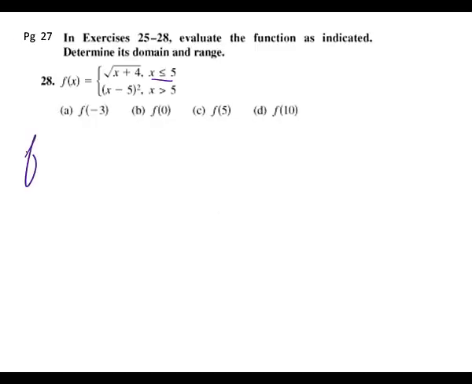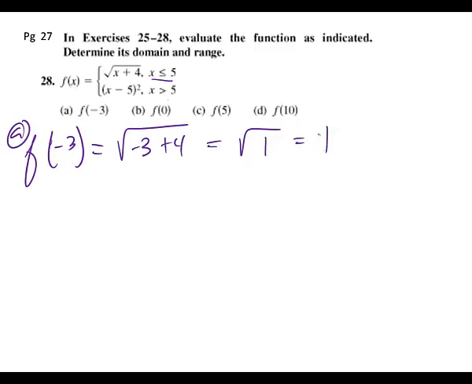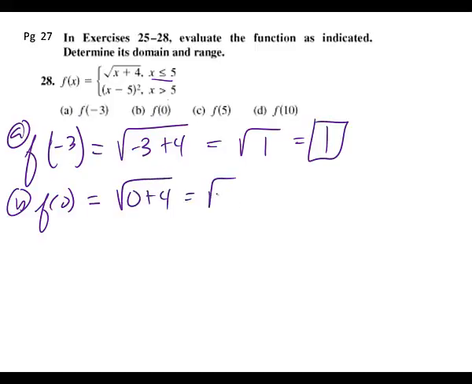Okay, so in A, I'm looking for f of -3. So do I go into the top branch or the bottom branch? Is -3 less than 5 or greater than 5? Less than 5, so we go into the top, so I'm plugging -3 in. So what's -3 plus 4? 1. Square root of 1 is? 1. All right. F of 0, top branch or bottom branch? Top branch. 0 plus 4 is? 4. Square root of 4 is? 2.